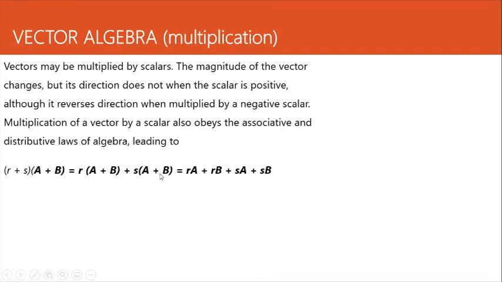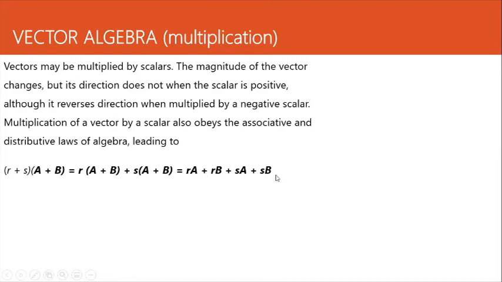Then ang magiging equation na is r times a, kaya magiging ra, ganun sa mga vector algebra. Then plus r times b, okay, we have ra plus rb. Then yung kasunod naman na equation s times a plus s times b. Okay, ito na yung naging equation niya.